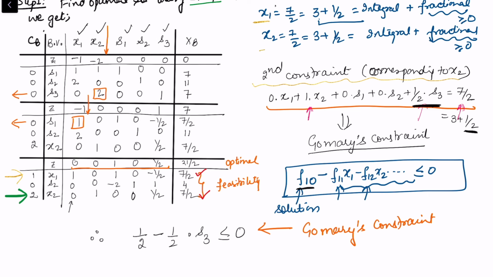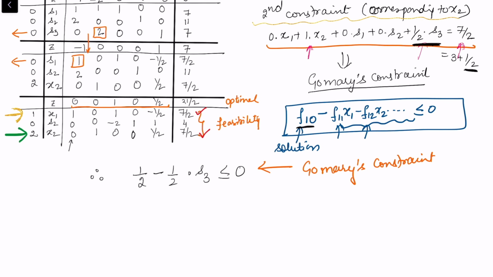x1 is also 7 by 2, x2 is also 7 by 2. So this question can be proceeded with respect to both of them. That is an arbitrary choice. Now this is the constraint which I need to add.